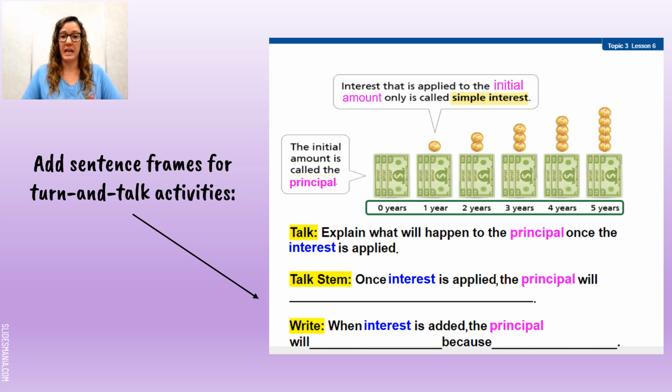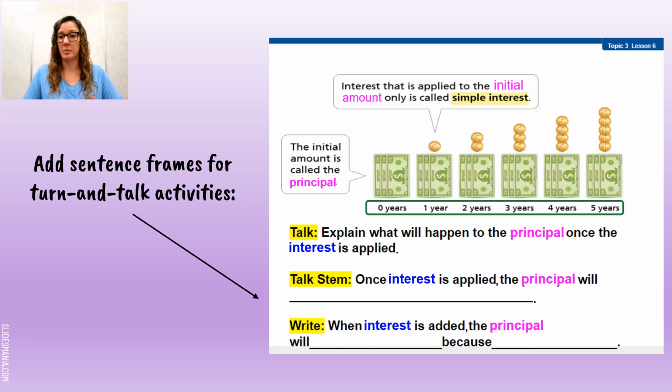Then I went through and took the example and I'm going to create sentence frames with turning and talking activities for the students to engage in so that they have a moment to discuss with their peers what exactly is happening, right? So we've already talked about simple interest and interest in general, and I color-coded all the wording so that it matches the formula. And then I had some talk sentence frames.